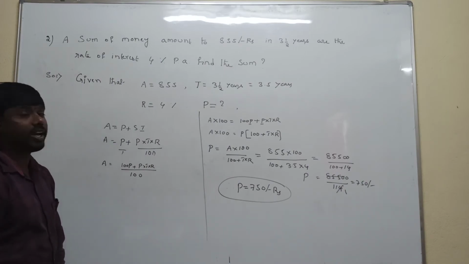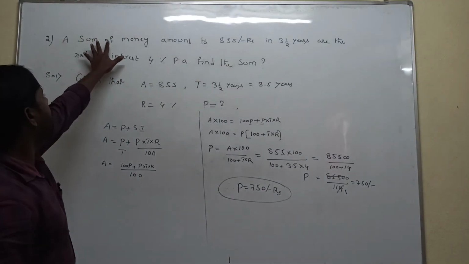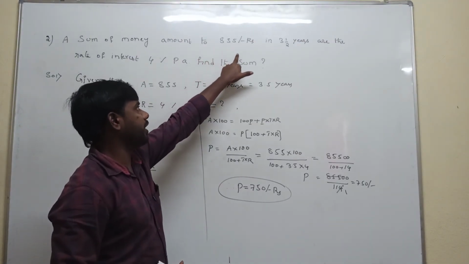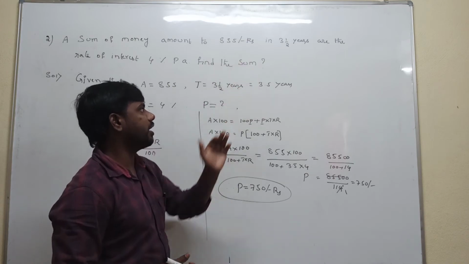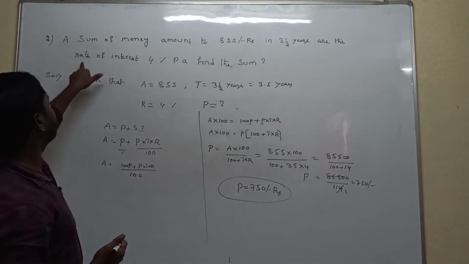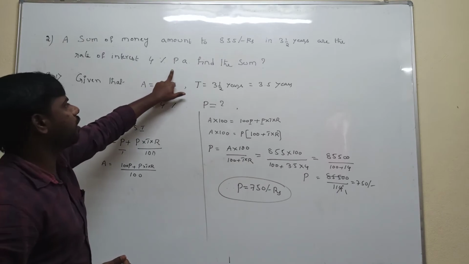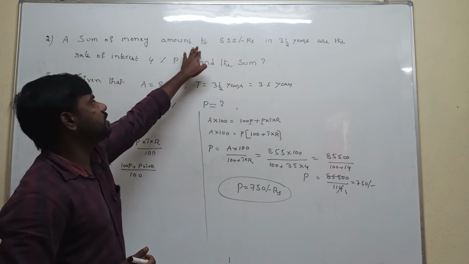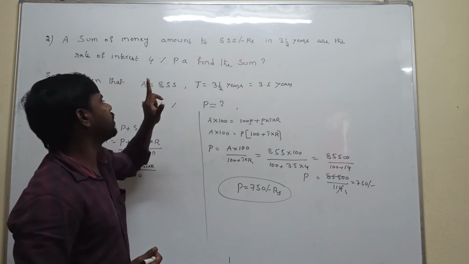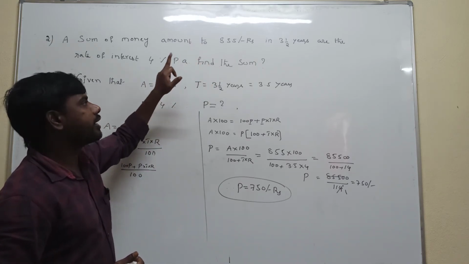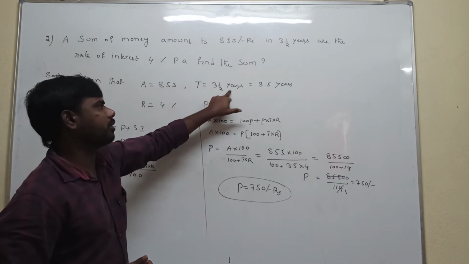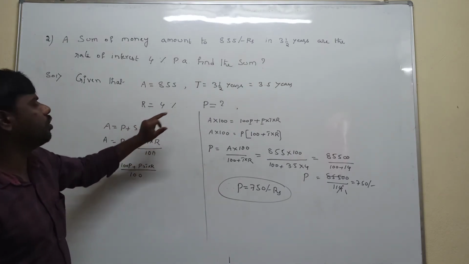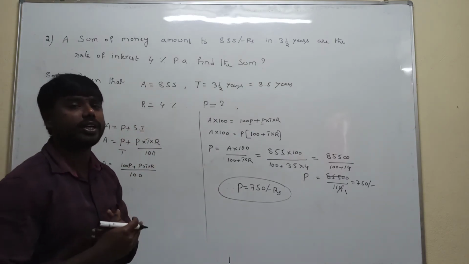Listen students, once again I will explain. A sum of money amounts to 855 rupees in 3.5 years, and the rate of interest is 4% per annum. Find the sum. Now amount is written by capital A. Capital A is equal to 855 rupees. Time T is equal to 3.5 years. Rate of interest, written by capital R, is equal to 4%.